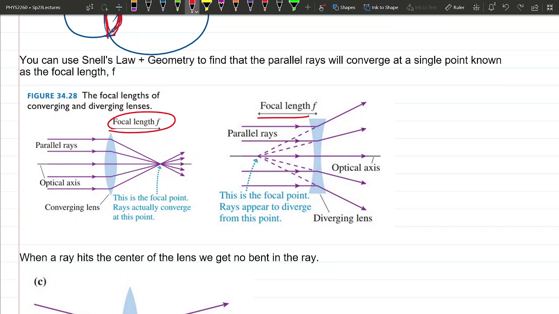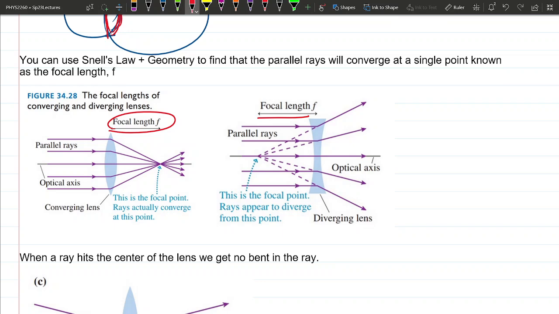A diverging lens is a little bit more complicated because the rays don't actually converge in a single point. You can follow these rays out to infinity and they will never come together. So in the diverging lens situation, you need to do this thing called backtracing, where instead of going forward along the ray, you draw these dotted lines and they all come back to the same point. This is the focal length for a diverging lens.